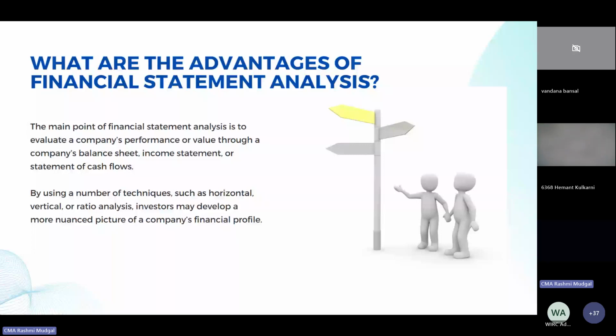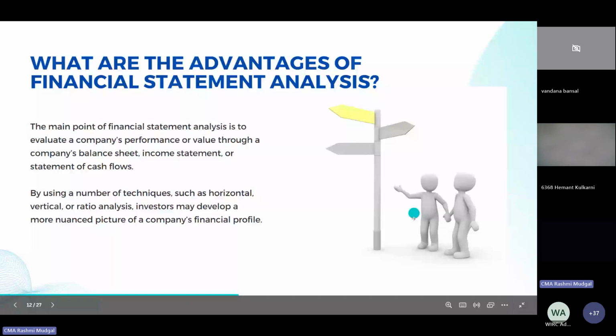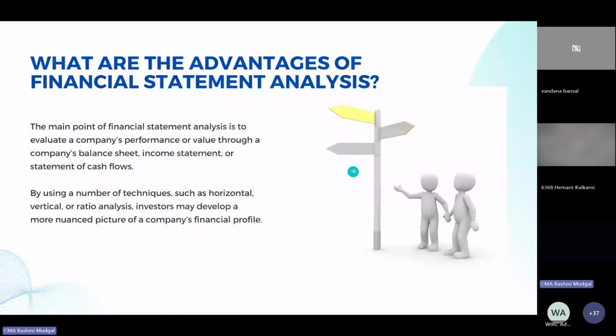So here we can see there are two people who have three ways, but they can see that the yellow one is indicating something different. What they are different, we can actually analyze from these three techniques. Okay.